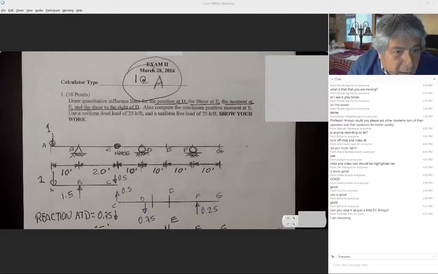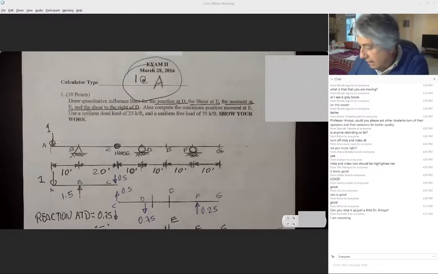But now I'm going to answer this question. When 1 is at A, what is the reaction at D? When 1 is at A, what is the shear at A? When 1 is at A, what is the moment at E? When 1 is at A, what is the shear to the right of D? So I'm going to answer all of the questions only for this position.